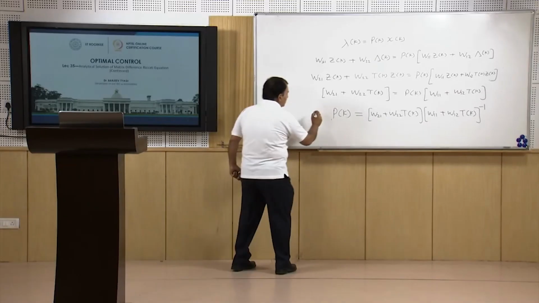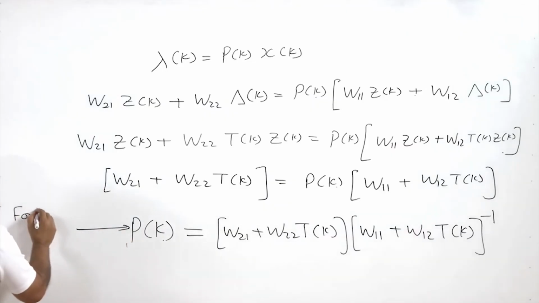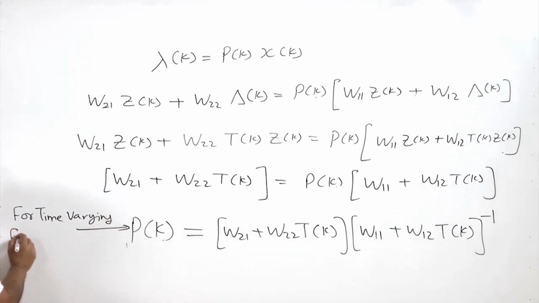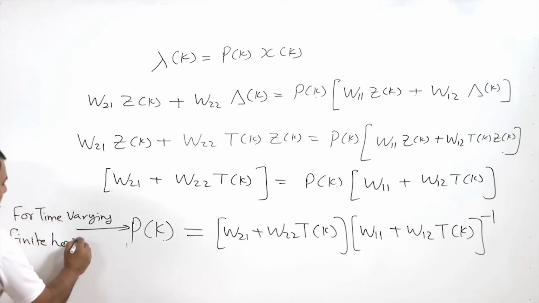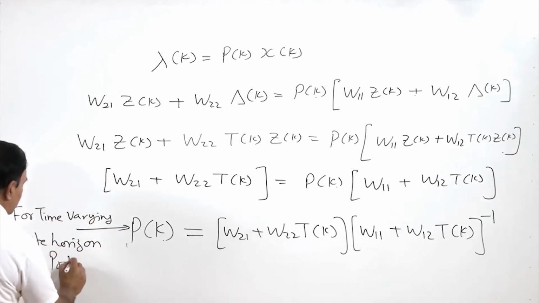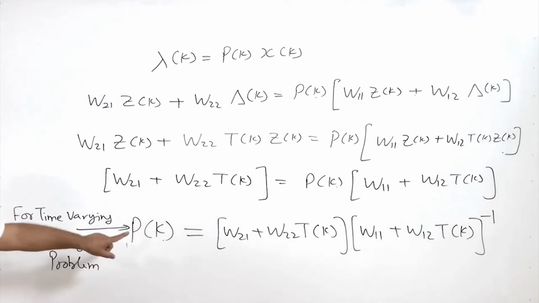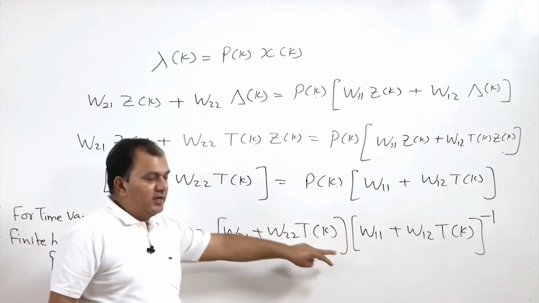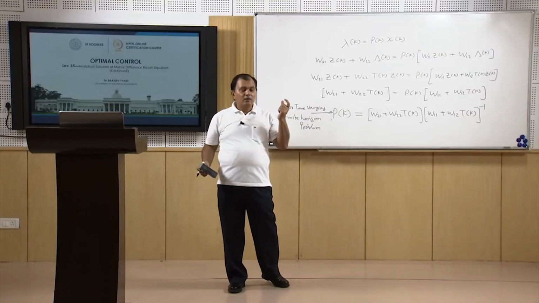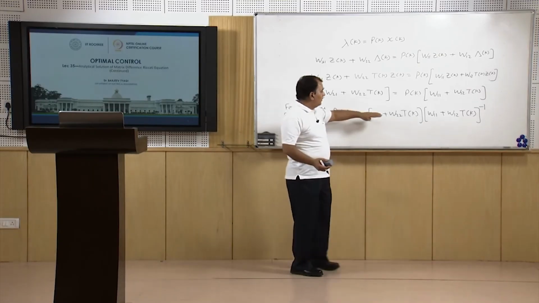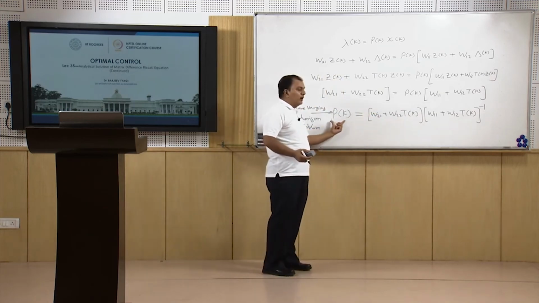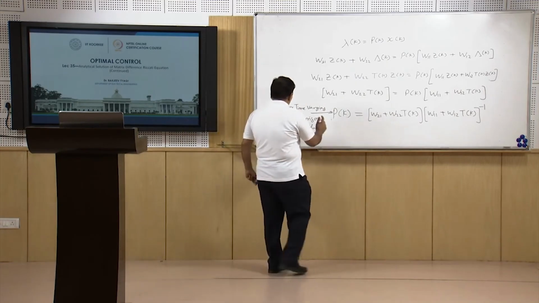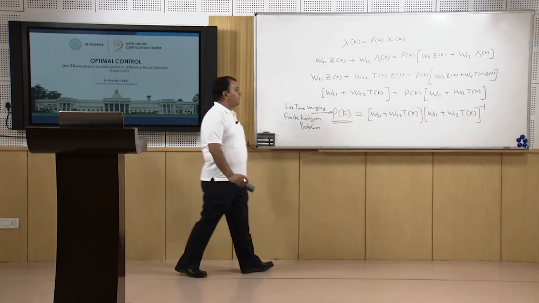So, for a time varying finite horizon problem, I can find my Riccati coefficient Pk in terms of the elements of my model matrix and Tk, which will depend upon the eigenvalues. So, this is my eigenvalue and eigenvector approach to find out the Riccati coefficient Pk, which is required to determine the controller gain. So, for the time varying finite horizon problem, I find out Pk equal to this.